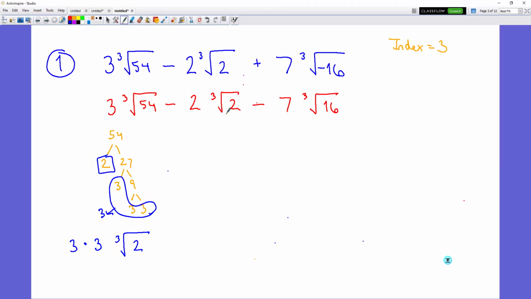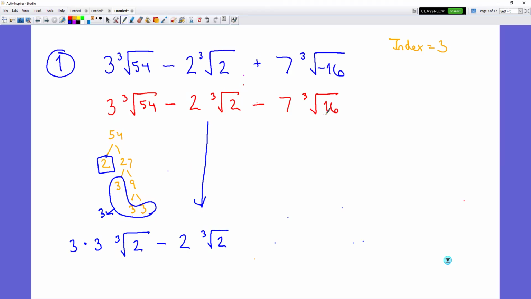Now, as far as the next term, it says minus 2 cube root of 2. You can already tell, hopefully, that the only way to get 2 is 1 times 2 when it comes to whole numbers. So we're just going to drop that down. So we'll have minus 2 cube root of 2.